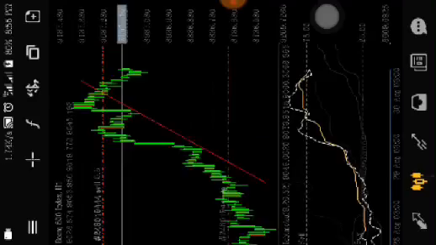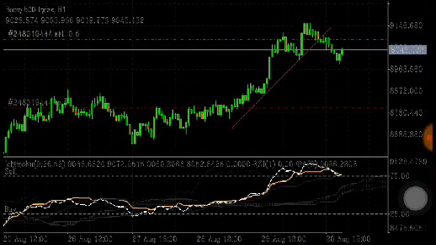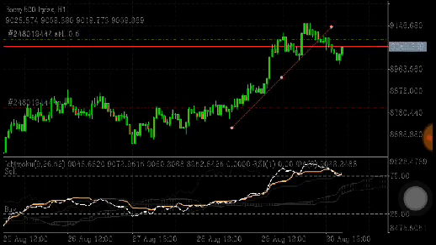So let me show you guys how I do this. First of all, the most important thing about this setup is the trend line. But before I draw my trend line, I don't just want to draw any trend line, so I'm looking for another confirmation. So I use the RSI and the Ichimoku strategy, as you can see here.